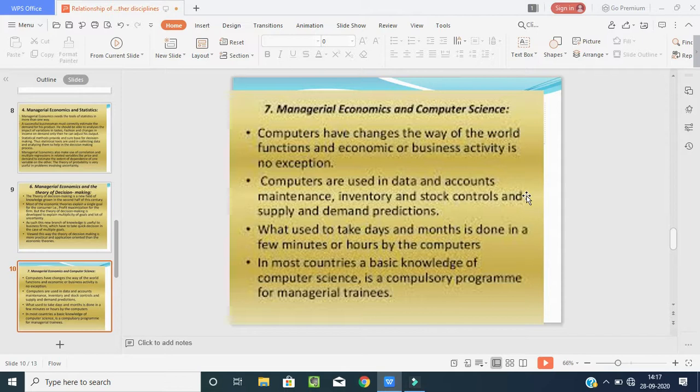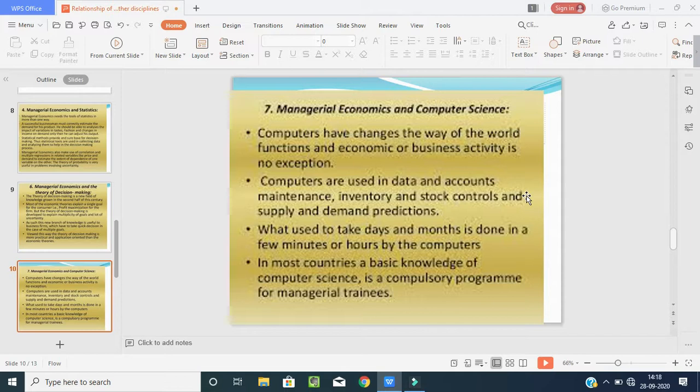What they are saying is that computers have changed the world and its functions. What was the economic or business activity? No exemption. The new world has changed. In the olden days there were coins and notes, but now e-currency is there, electronic payments, Google Pay, all these things are getting changed. These are the functions of the world. It is totally changing now.